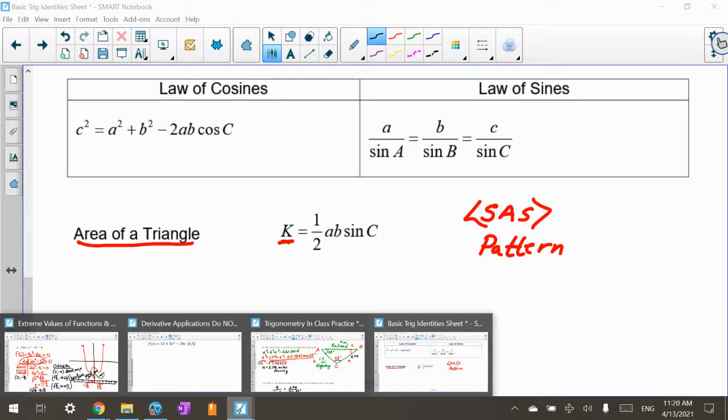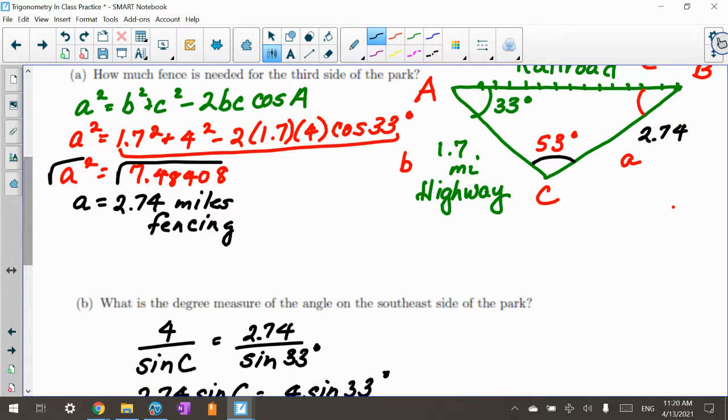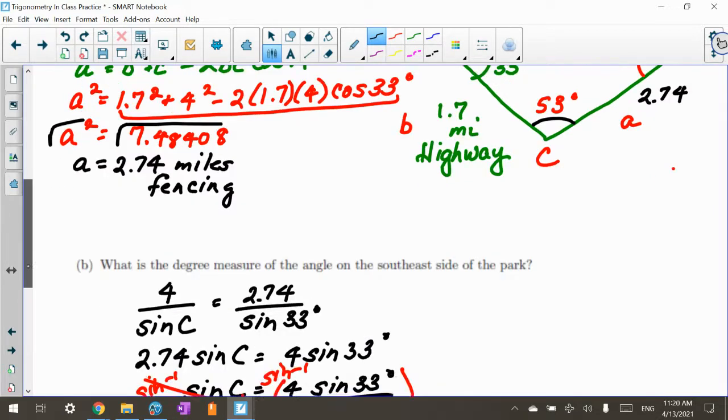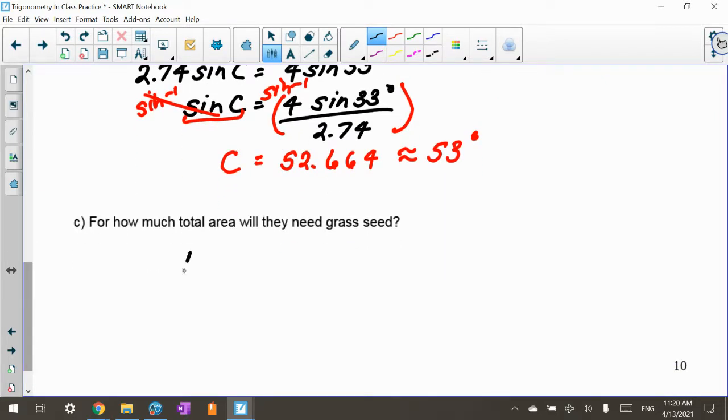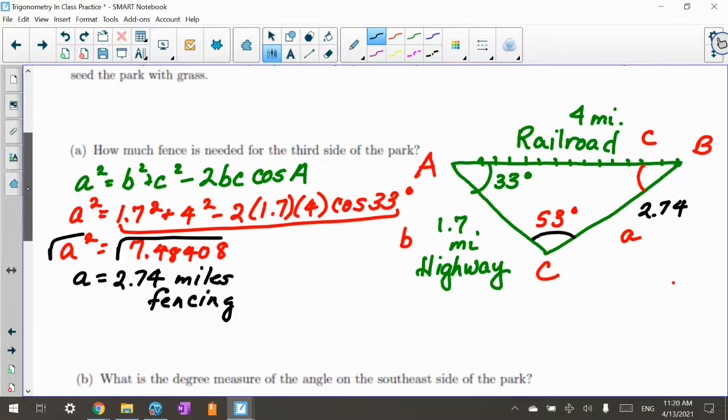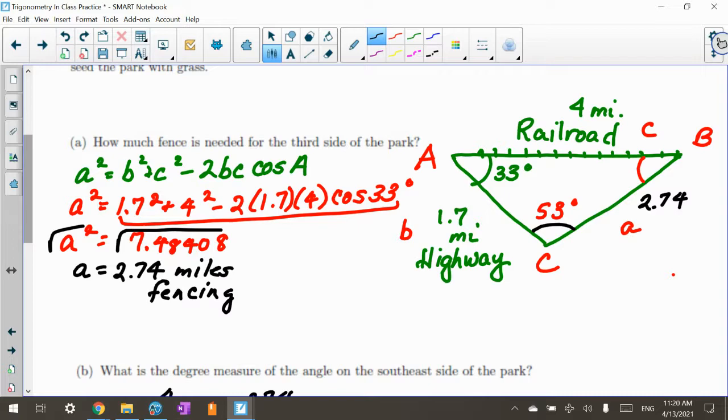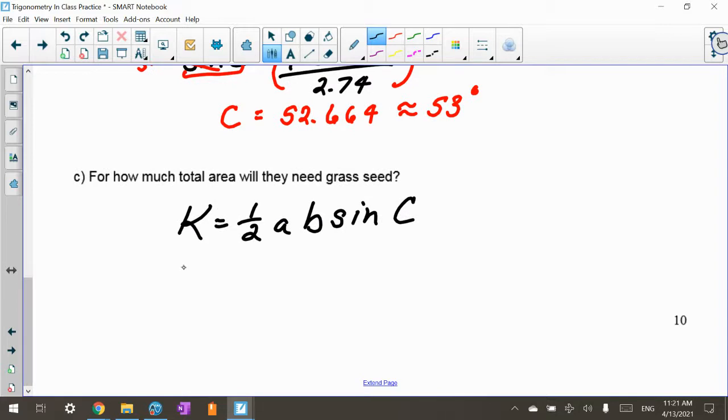So I'm going to go back to my picture here. I want to find the area of, now I could use this side, the 53 degrees and the 1.7, or I can use a 1.7, the 33, and the 4 for the railroad. I'm going to use that because they gave us all those three. All right. So I'm going to use my area is K equals 1/2 side A, side B, sine of the angle in between. So in this case, it's a pattern. So I'm going to be actually using BC sine A just because it's just a side angle side. So really the pattern I'm using is K is 1/2 BC sine A.